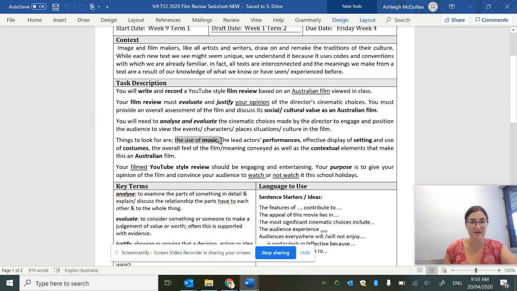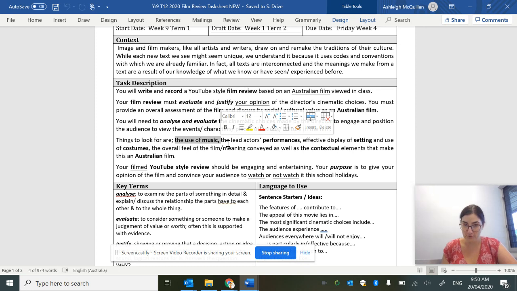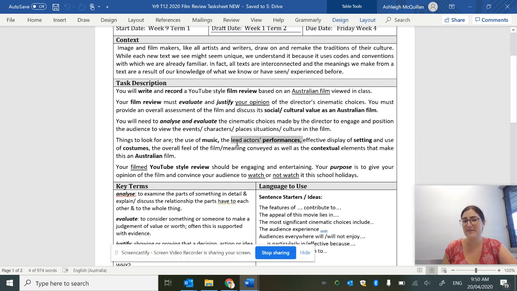Make sure you're talking about the use of music, particularly in Brand New Day, because it is a musical. You should be talking about how the movie is based on a musical. If you're doing Red Dog, then you need to be talking about how the Australian kind of rock music has been used in the film and how that adds to it being an Aussie film. Talk about the actors' performances, what you liked, what you didn't like. Again, overall, what you're talking about and what you're writing should match how many stars you've given the film.